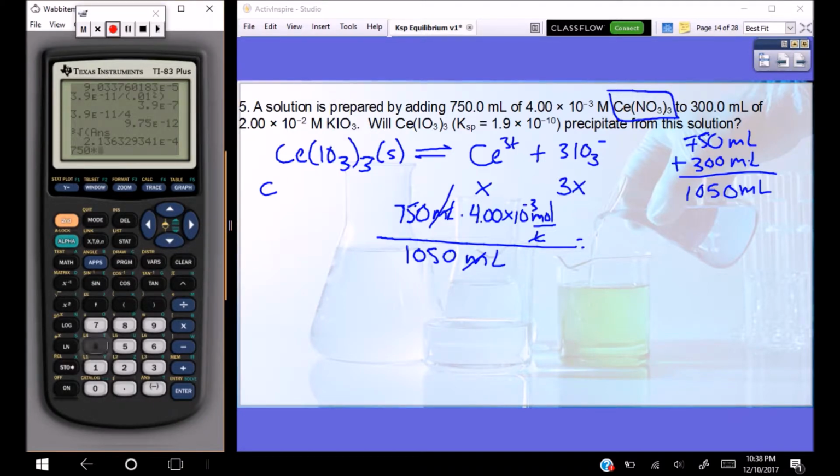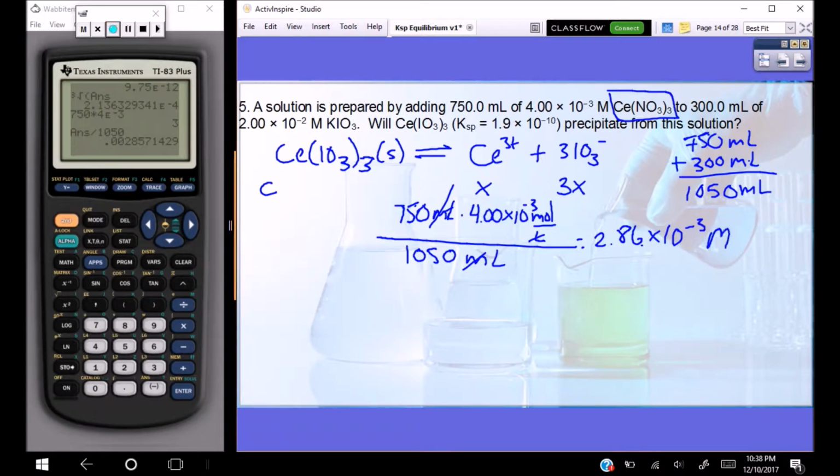750 times 4 e to the negative third, and I want to divide by 1050, and I get my new concentration of 2.86 times 10 to the negative third molar for my Ce3+. Okay, and I'm going to go through and do the exact same thing for my iodate.